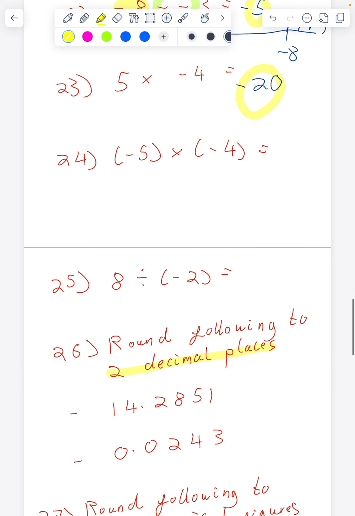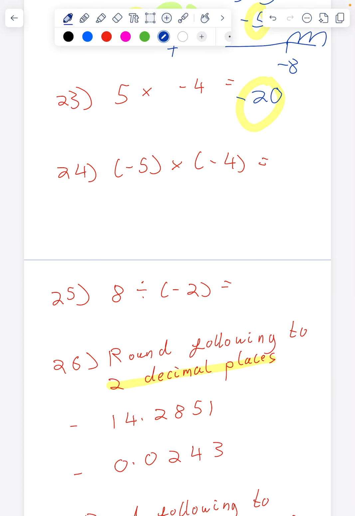There we go. Again, this time we are timesing, so we can apply the laws of if you multiply two negatives, you will get a positive. And 5 times 4 is 20, and that's going to be the answer, 20.